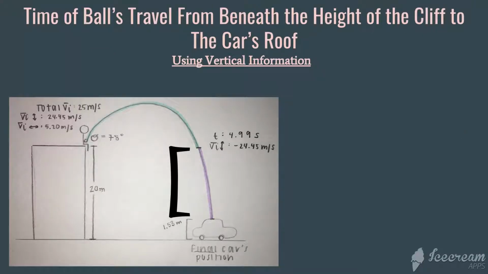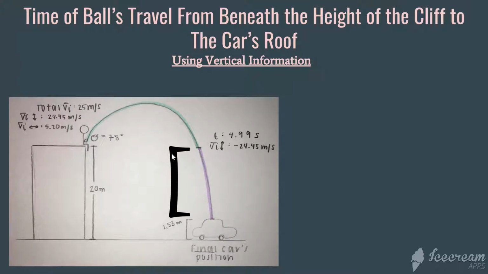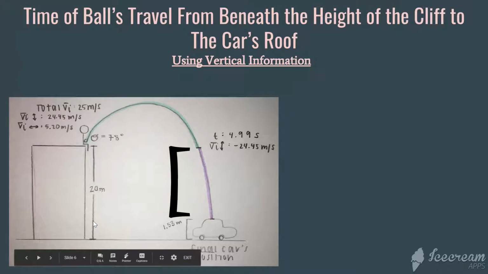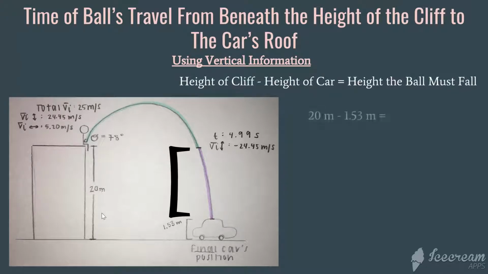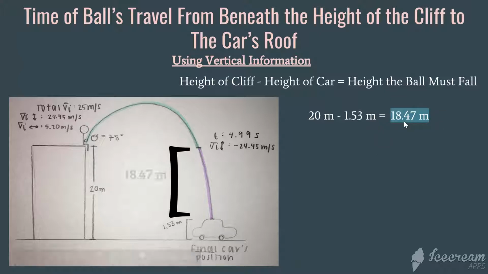Now, if we want to find the time it takes for the ball to go from that point that we just looked at, the cliff's height, to the roof of the car, we first need to calculate the height the ball must fall in order to collide with the roof of the car. Since we know the cliff is 20 meters high and the car is 1.53 meters tall, we can subtract the height of the car from the height of the cliff to find the height the ball must fall from the top of the cliff the second time to the roof of the car. It sounds confusing, but if you look at the diagram, it's pretty simple, and it becomes 20 meters minus 1.53 meters, and it yields 18.47 meters as how far the ball must fall.